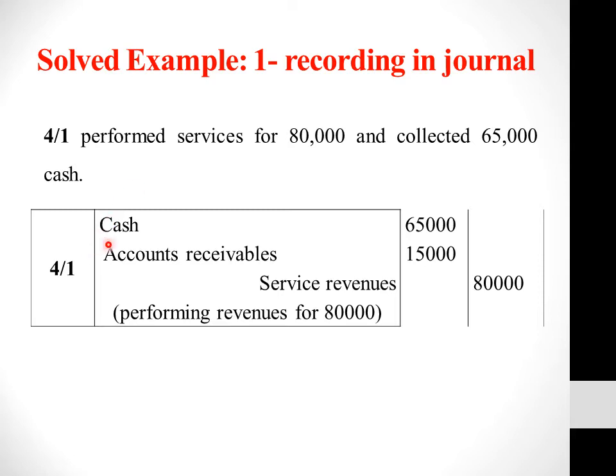So the journal entry will be cash in the debit side as we received cash, so we increased our cash and assets, and a new asset will appear which is accounts receivable. These are the amount I need to collect later on from the customer. And service revenues, we know that revenues are normally credit and it increased by credit, so we place it in the credit side.